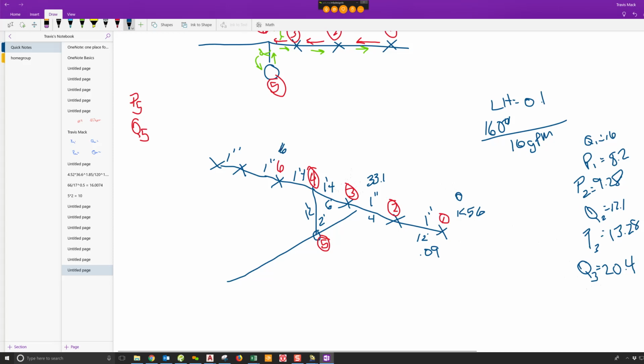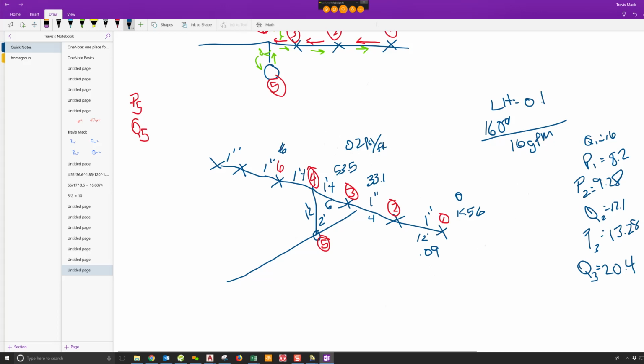Now, now we've got to figure out the friction loss from 3 to 4. So first, let's figure out the friction loss per foot. Our flow from 3 to 4 is 33.1 plus 20.4, or 53.5. That's our flow. So we're just going to do 4.52 times 53.5 to the power of 1.85, divided by 120 to the power of 1.85, divided by 1.38 to the power of 4.87. Where'd my mouse go? There we go. That is 0.2 psi per foot.